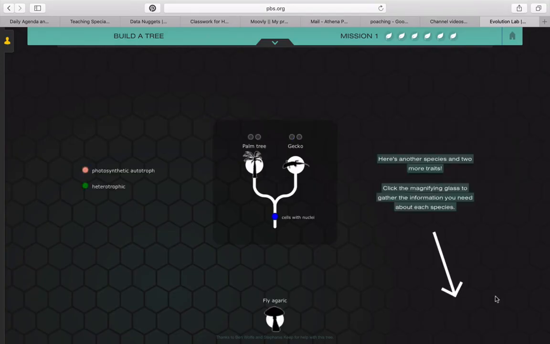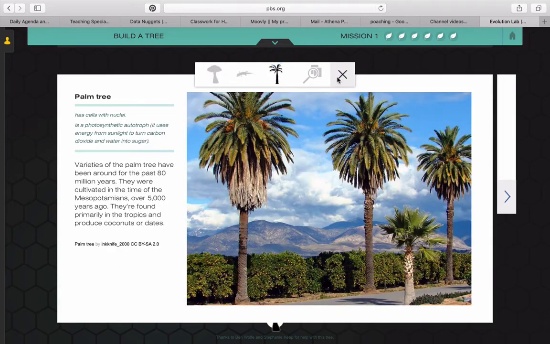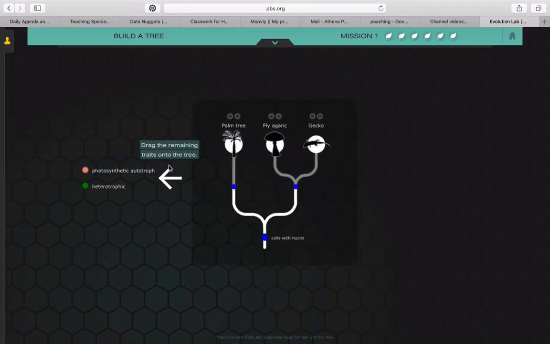All right, now we add in our fungus here. And a lot of people think of fungus more like a plant, but what we find out is fungi are actually more like animals. So if we take a look here, we zoom in and we can look at each of the different traits and learn about these organisms. But when we drag these up here, we're going to want to drag it towards the animal here.